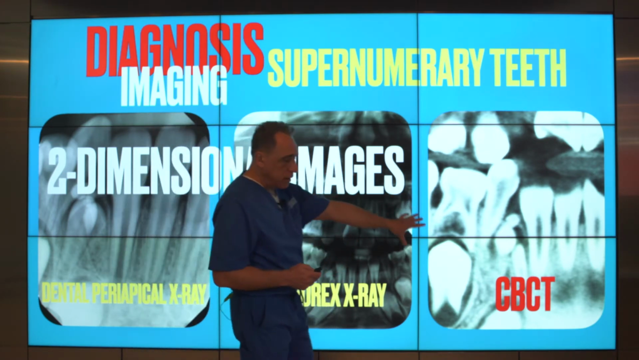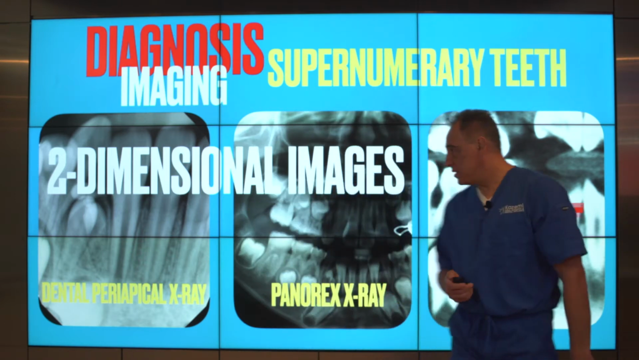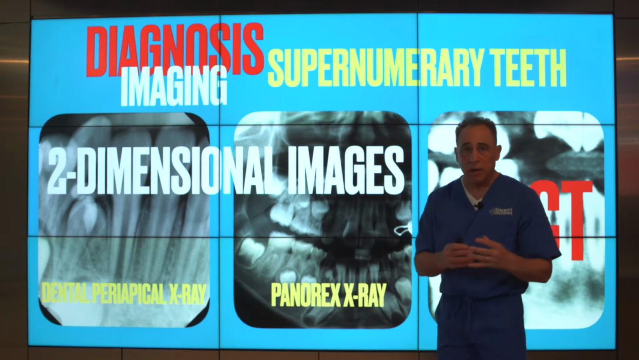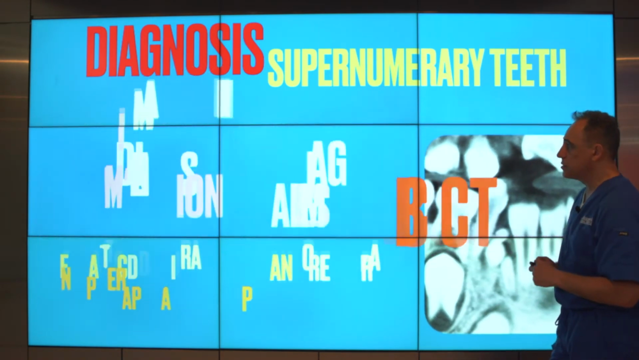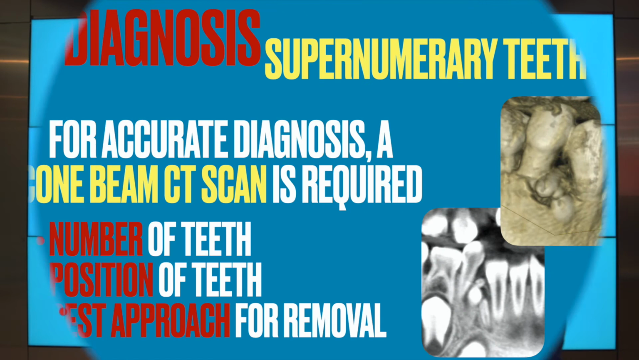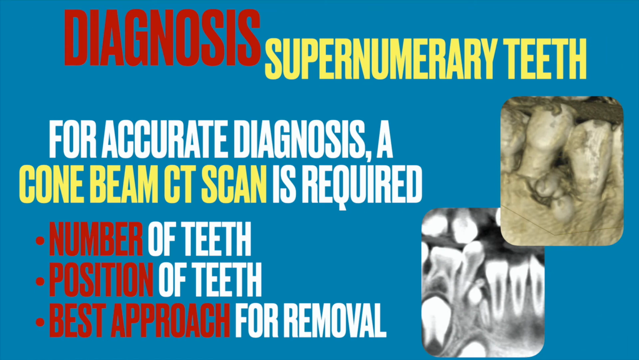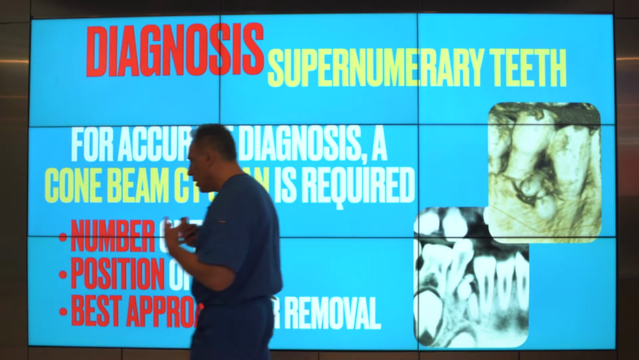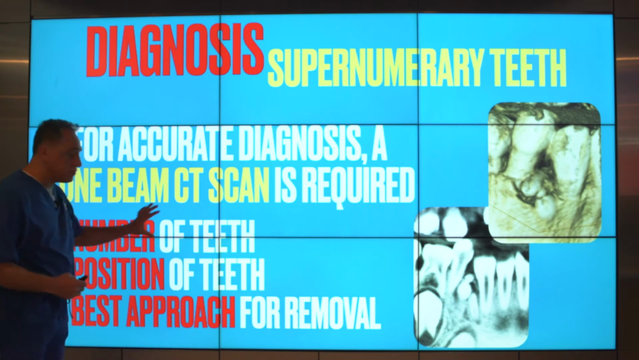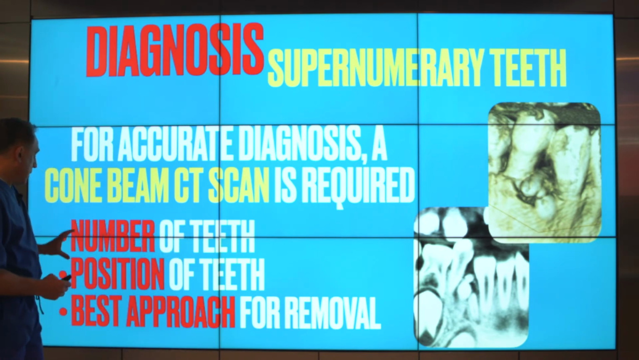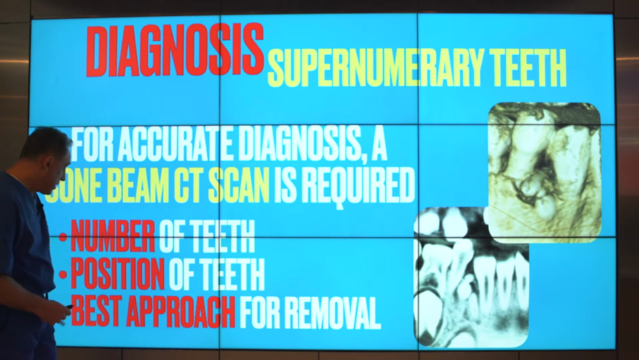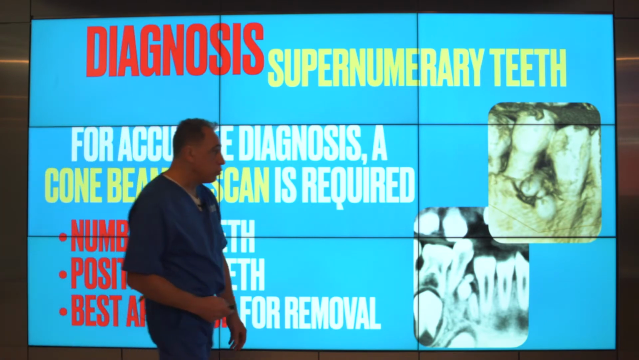So the other imaging technique, known as cone beam CT scan, is really the mainstay, the preferred way of imaging for proper diagnosis of supernumerary teeth. We know that for accurate diagnosis, a cone beam CT scan is required. It's the most effective and helpful way to really understand the number of teeth that have developed already, the position and the number of supernumerary teeth, as well as what is the best approach for their removal.